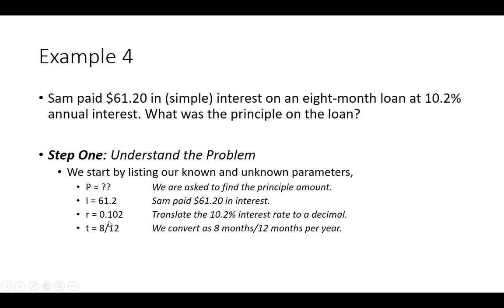R is 0.102 because we translated 10.2% interest into a decimal. And T is 8/12 because there's 12 months in the year and this loan is for 8 of them. So 8/12 of a year, 8/12 is T. Again, there's no point in reducing that because we're just going to plug these things into the calculator.